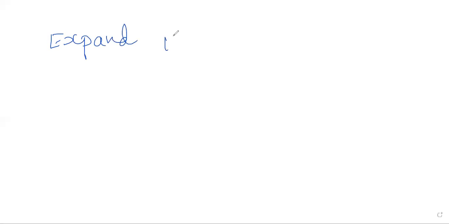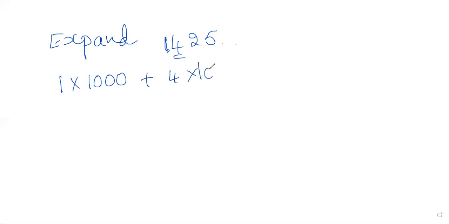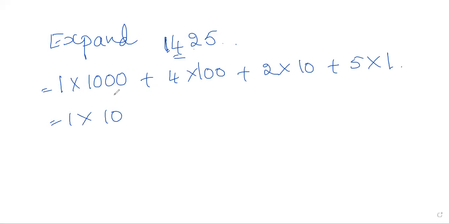And you know how to expand the numbers, right? 1425. How do you expand this number? 1 into, what is the place value? We write the place value of 1, that is 1000, plus 4 into place value of 4 is 100. What is the place value of 2? It is tens. What is the place value of 5? It is ones. Now 10 to the power of, how much do you write? How many zeros are here? 3, right? So we write 10 to the power of 3.